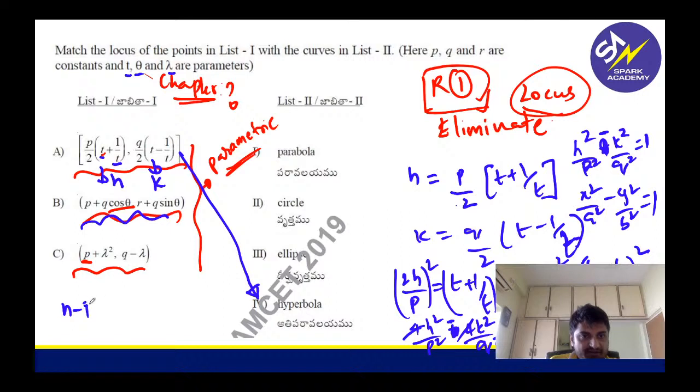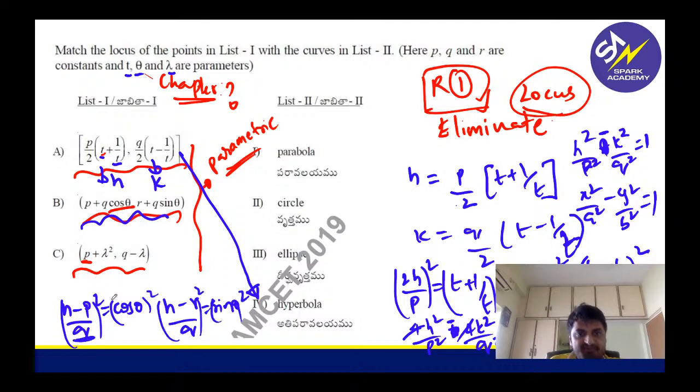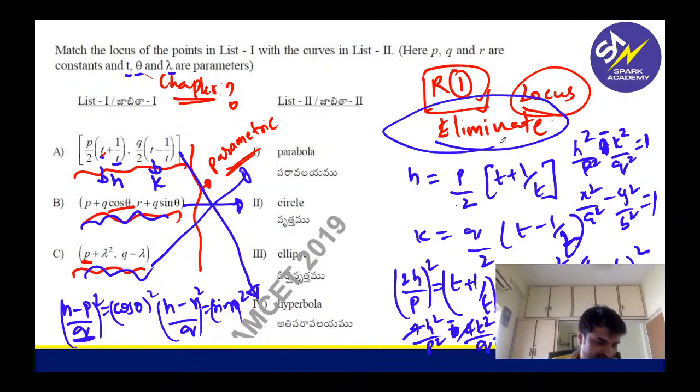So you will get what? h minus p by q equals cos theta. h minus r by q equals sin theta. So you square on both sides and add. So what will this become? x minus h by a whole square, y minus k by a whole square equal to something, right? So what will this be, guys? This represents a circle, right? This will be a circle. And same thing you can do for this. I think this you will get as a parabola. Basically we are just eliminating the constant. So easy question.